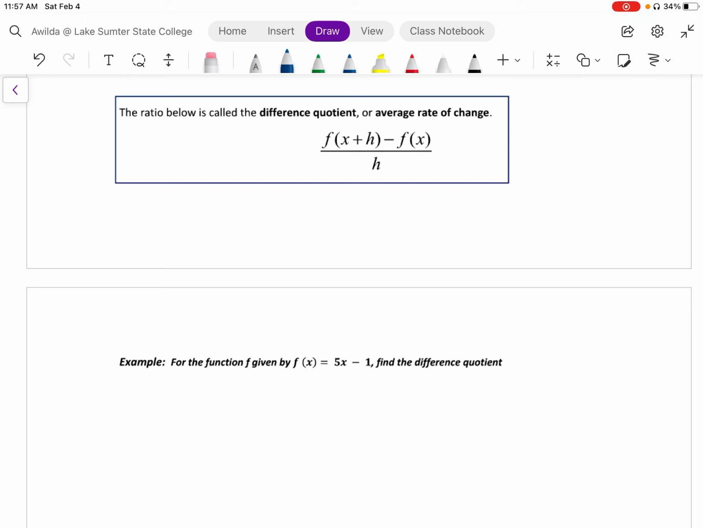Now, for the sake of space, I'm going to write in between these two text areas so that we can still see the expression above. So in this case, wherever we see the input, we have to multiply that input by 5 and then subtract 1. So let's do that with this first expression. The input is x plus h. So we have to multiply that input by 5 and then subtract 1.